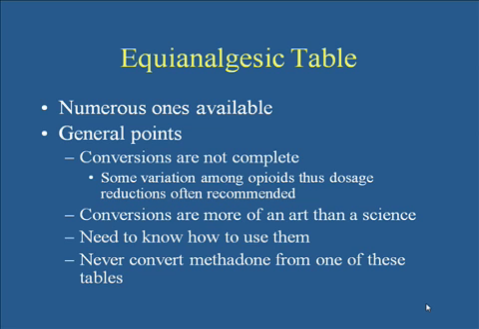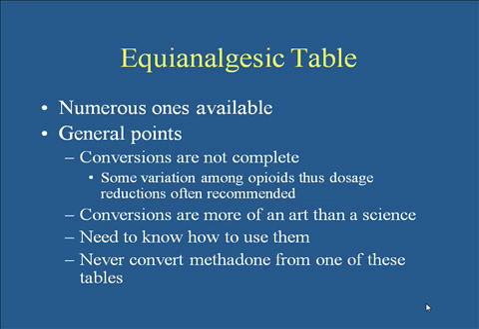The equal analgesic table. There's a lot of tables out there, and some general points about these things. The conversions are not complete. Never forget that. It's not an exact science when making conversions from one opioid to another. There's always going to be some variation, and dosage reductions are often recommended when converting from one opioid to another because it's not a complete conversion. It is fairly simple math, but you have to knock down the dose once you do the math.